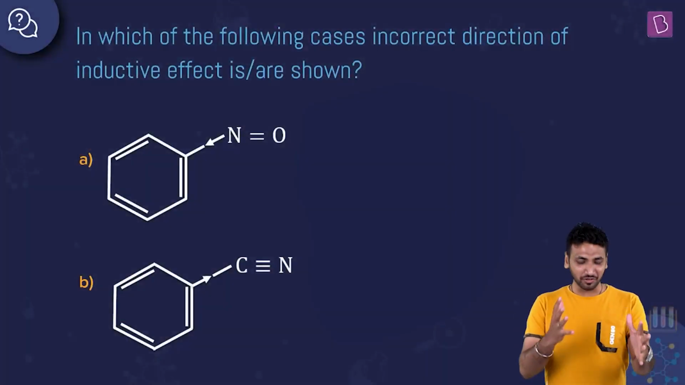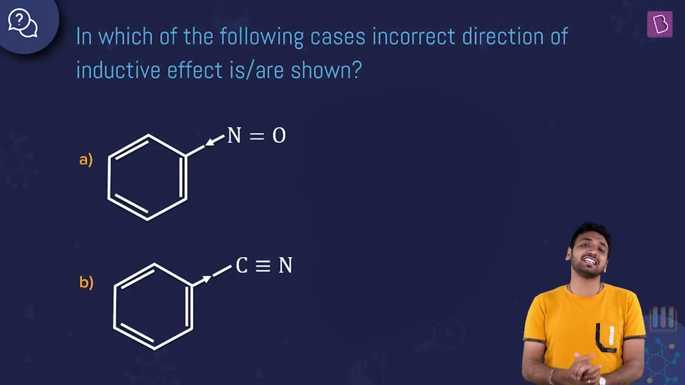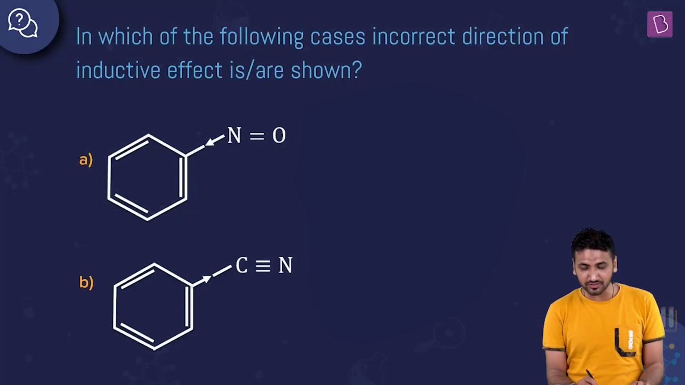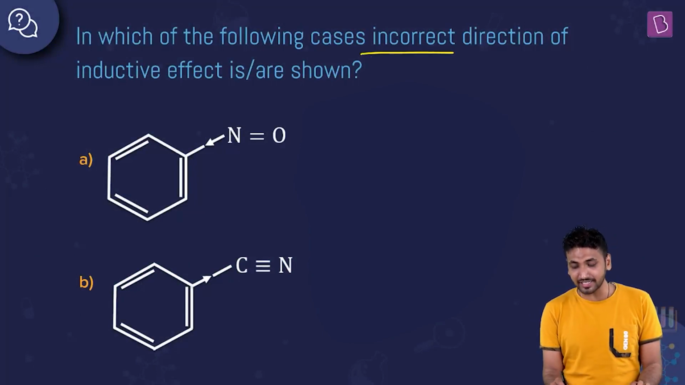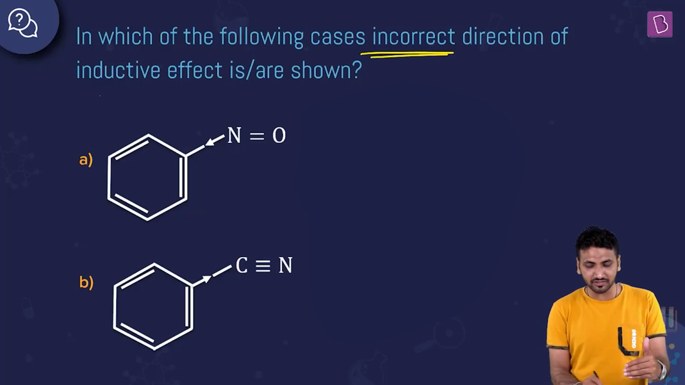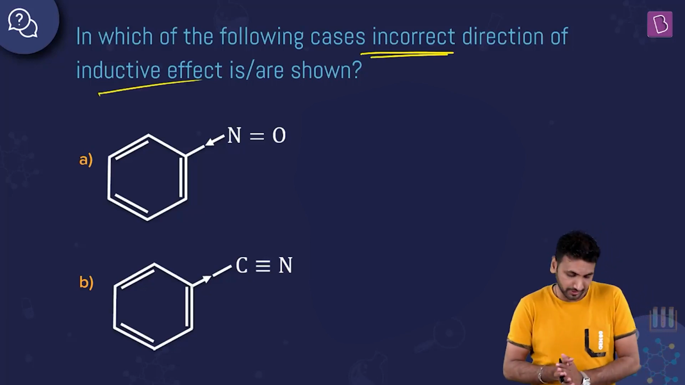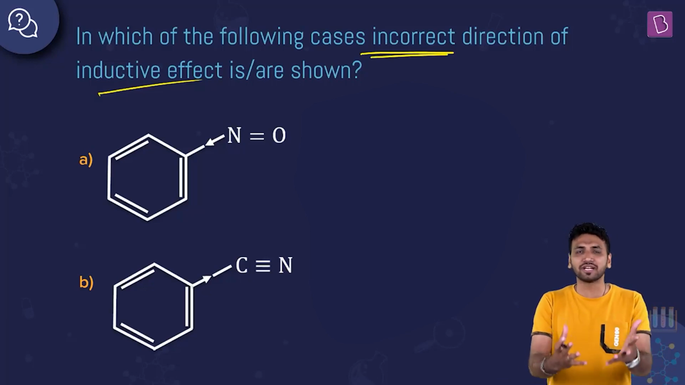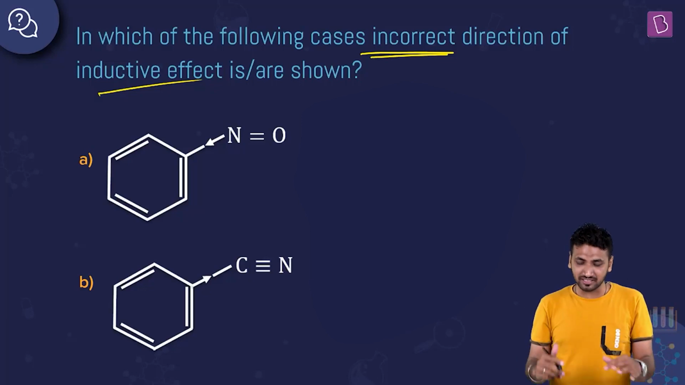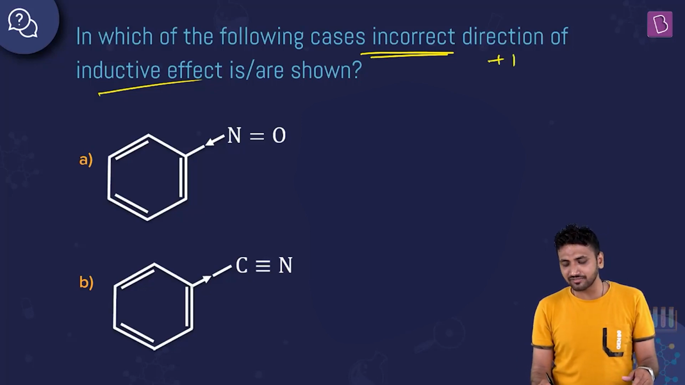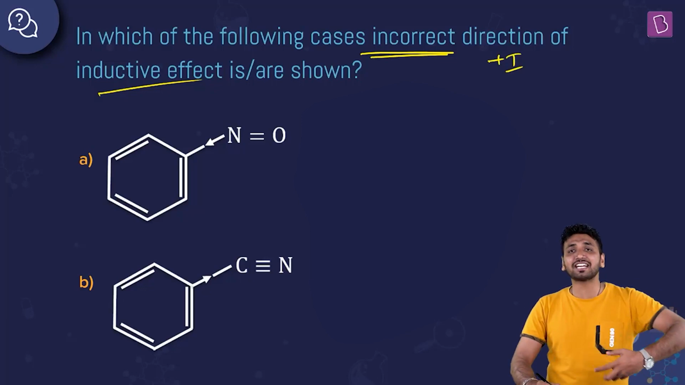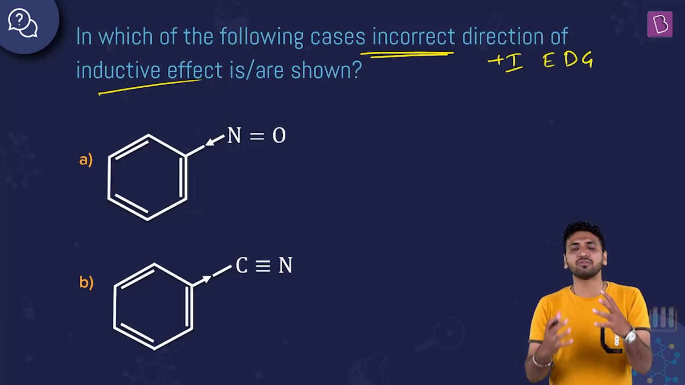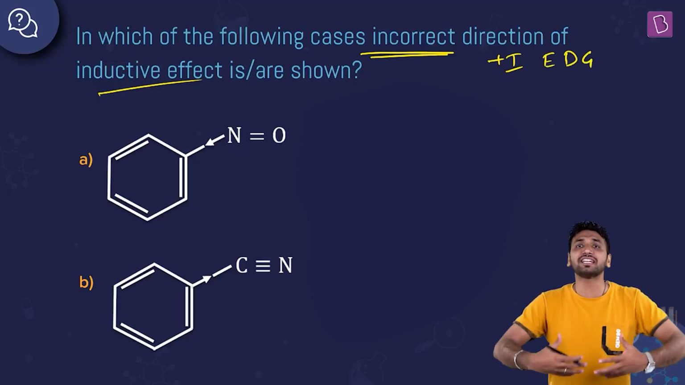Alright, so here we have a question based on inductive effect, and let's see how we're going to solve this all together. The statement says, in which of the following cases is the direction of inductive effect incorrectly shown? Okay. So let's talk about the inductive effect. It is basically of 2 types, the plus I effect and the minus I effect. If you talk about plus I effect, this is something which is an electron donating group. Plus I effect is shown by a group which is electron donating in nature, right?